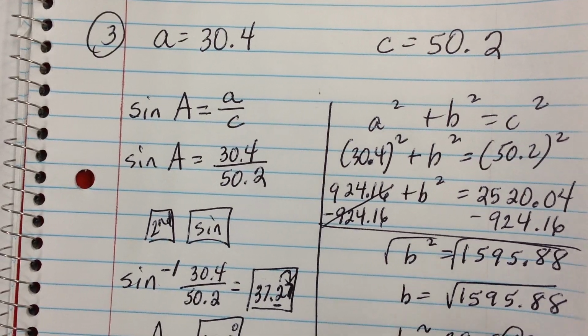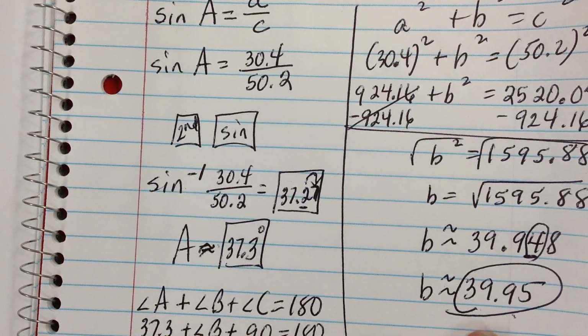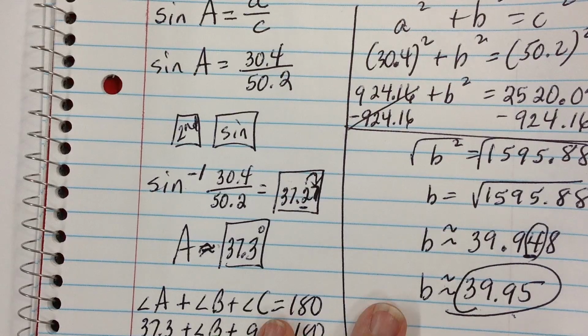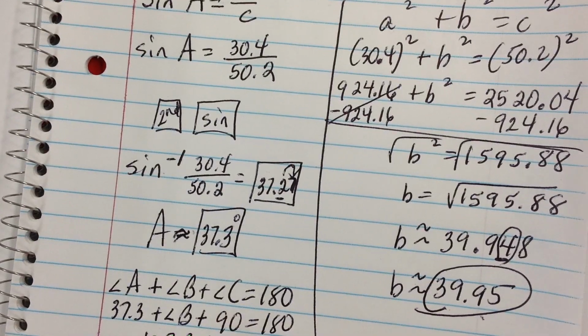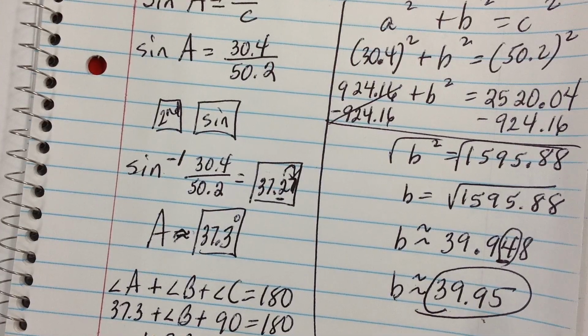And that is the exact value that you would want to put in the Math Excel, or it may not accept it. And that's the reason why I didn't use angle A's approximation and use a trig function, setting up a proportion, because angle A and angle B were approximated. So I went back and used the Pythagorean theorem, and I found side B to be approximately 39.95.